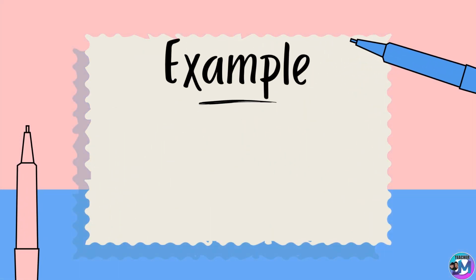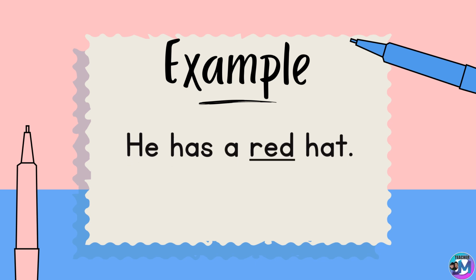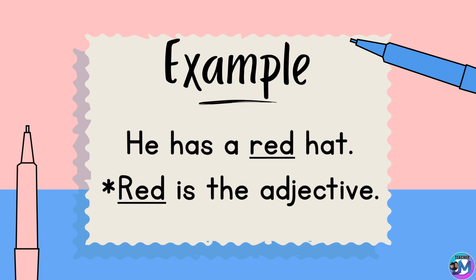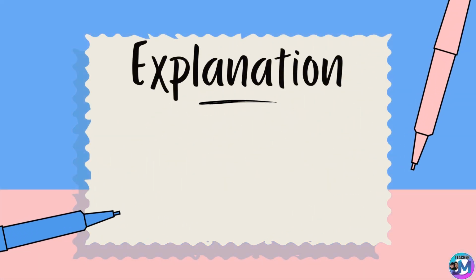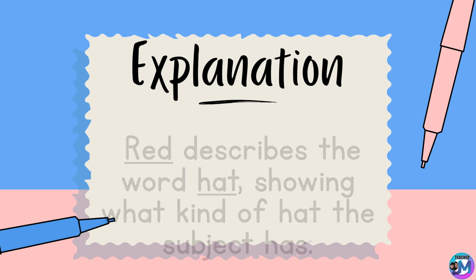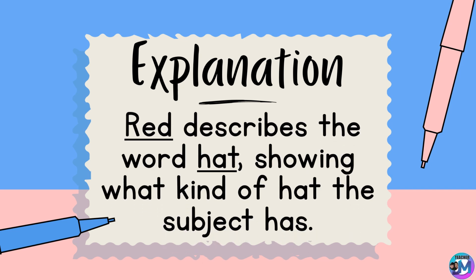Let's look at this example. He has a red hat. Red is the adjective. Let's read the explanation. Red describes the word hat, showing what kind of hat the subject has.